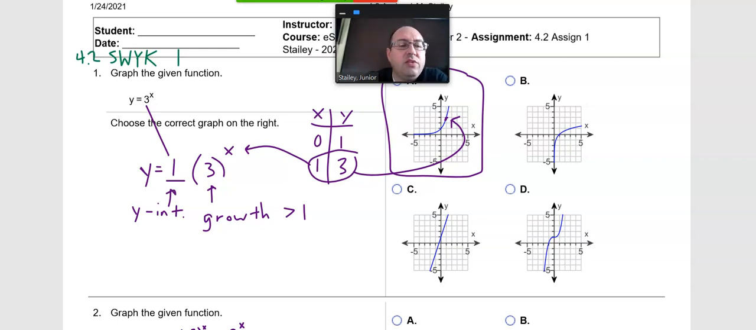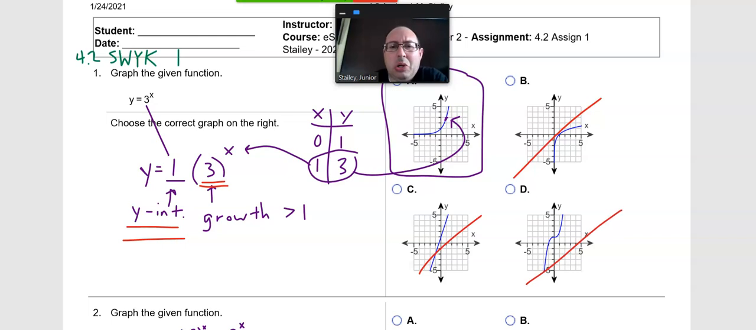Anyway, so that is the y-intercept. You are correct. And the growth factor is greater than 1, so definitely growth, not decay. There's only one graph here that looks like exponential growth. So that wasn't too hard.